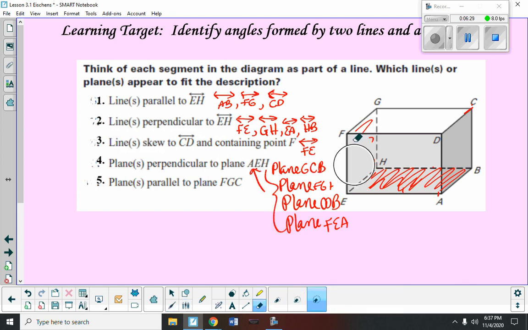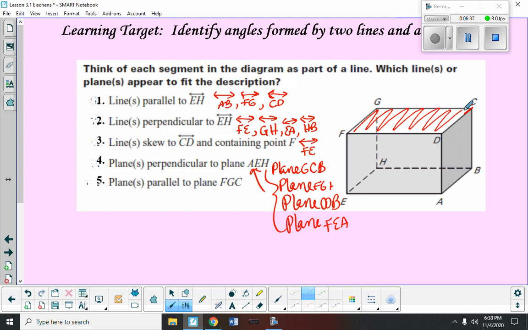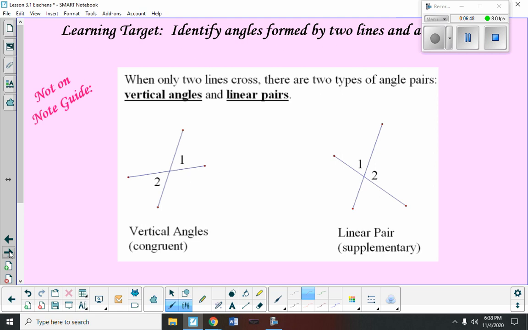Lastly, we have planes that are parallel to plane FGC. Plane FCG, okay, figure out which one that is. That's the top of the box. So what's parallel to it? Well, the bottom. So that would be plane EHB.